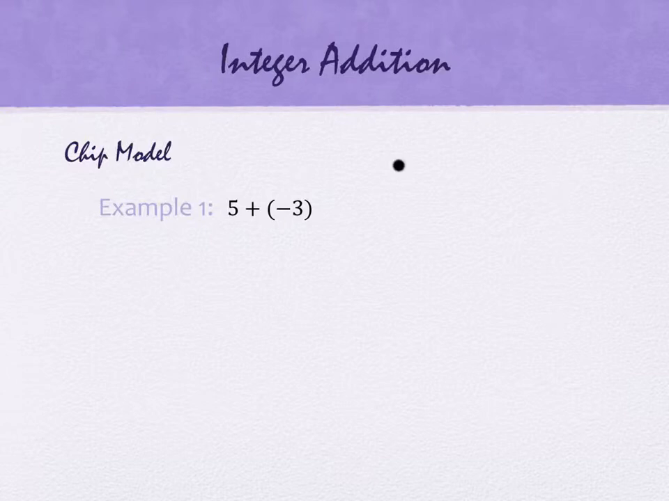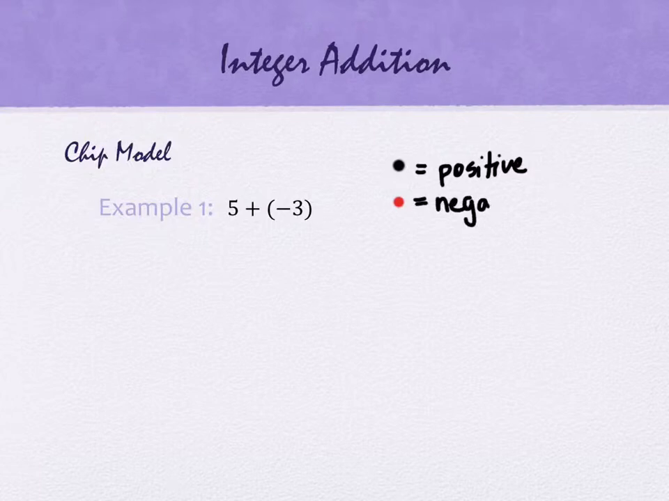Our black chips are going to be positive chips. Actually, I'll write it out. And our red chips are going to be negative chips. 2 reasons. Number 1, I'm doing it this way because your book does it this way. They use black and red.